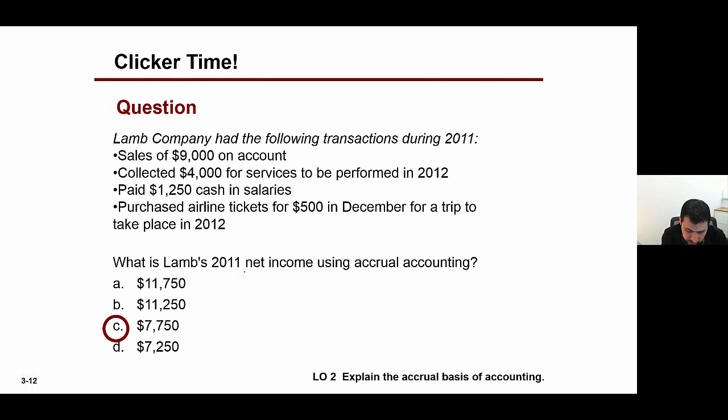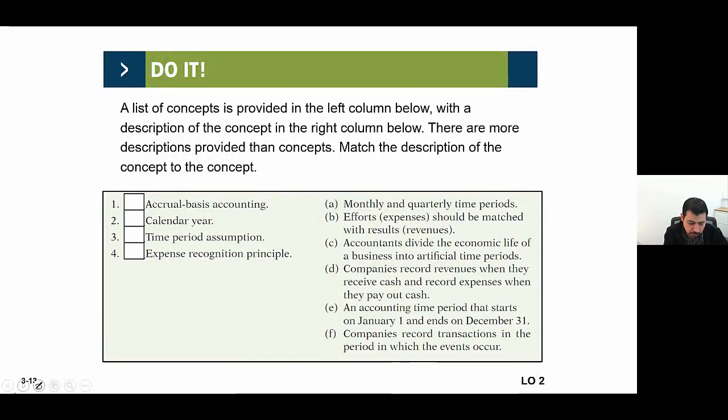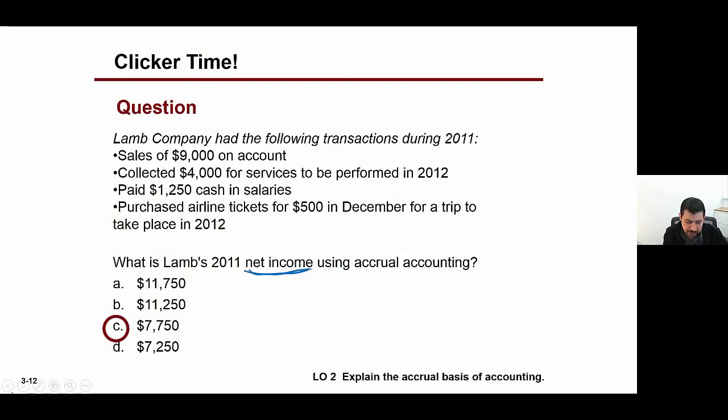How do we solve this? They are asking us for the net income under accrual basis. So in this case, we'll look at the transactions one by one and see if we can recognize it under accrual basis for 2011. So now we are looking for 2011. The first one is sales of $9,000 on account. So those are sales in 2011. As a result, we include it in our calculations.